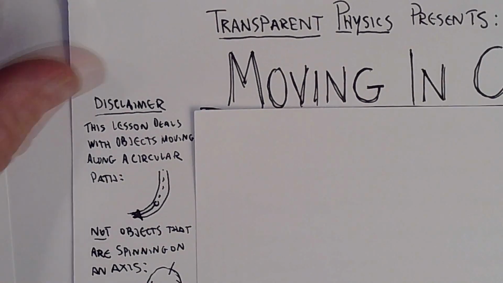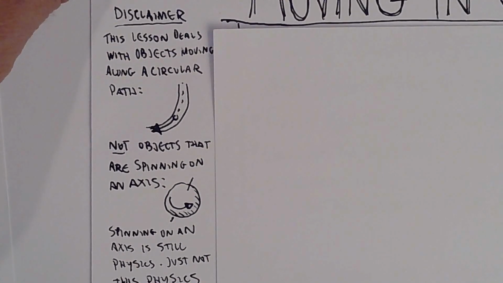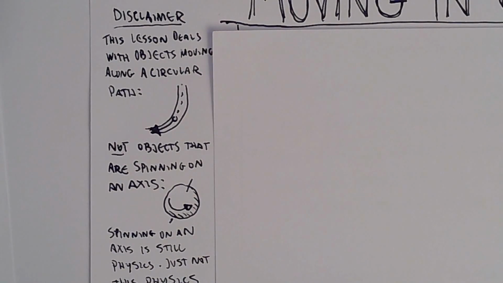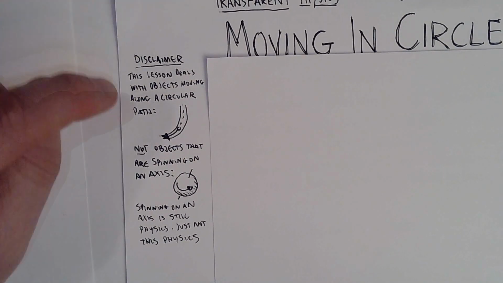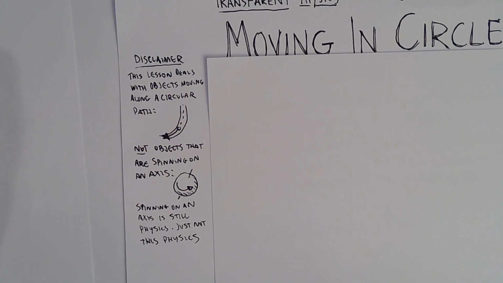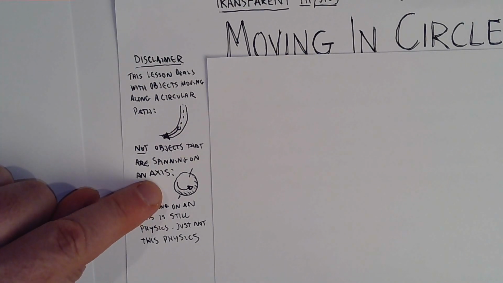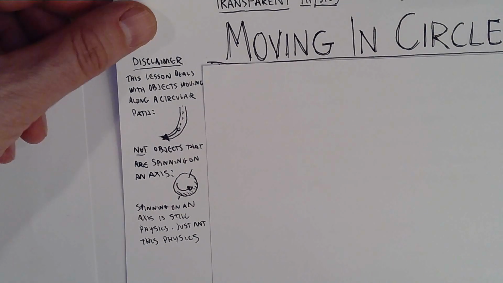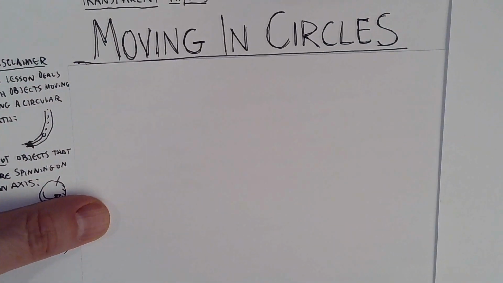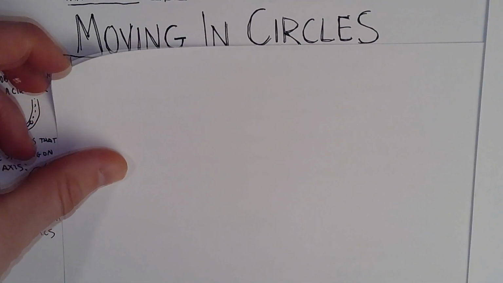The idea is that what we're going to be talking about in this episode involves objects traveling in a circular path. Say an object traveling around a road or something like this. We are not going to be talking about objects that are spinning on an axis. Spinning on an axis is still physics. It's just not the physics that we're going to be talking about. So, let's start talking about things moving in circles.